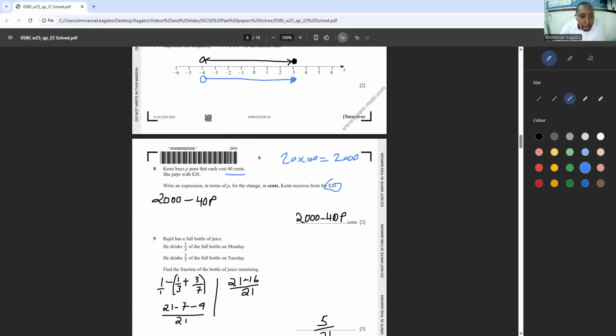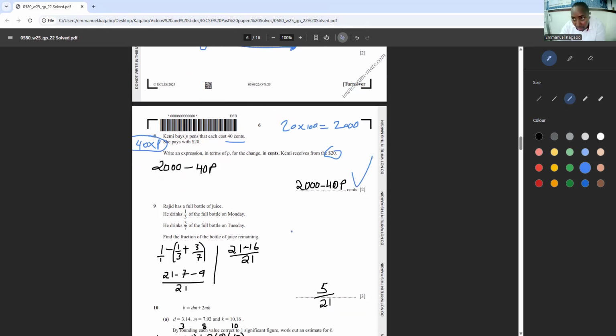But she bought P pens, and each pen was this. So how much did she pay? It is 40 times the number of pens bought. So the total amount of money she's paying is 40P, but she had 2,000 cents. So you get 2,000 cents minus that, and that gives you this. Easy as pie.